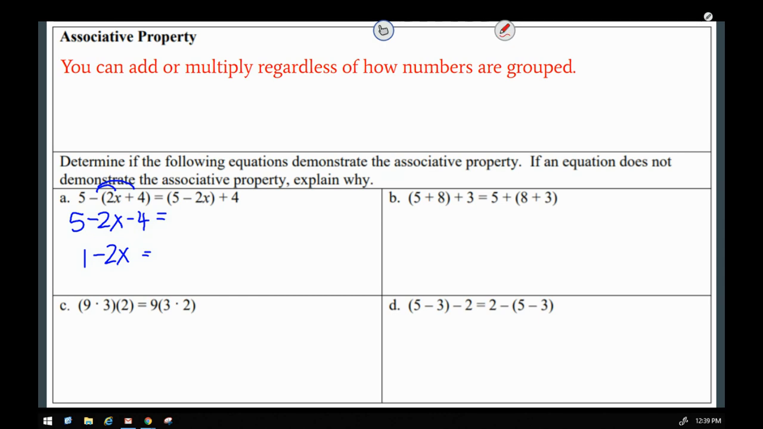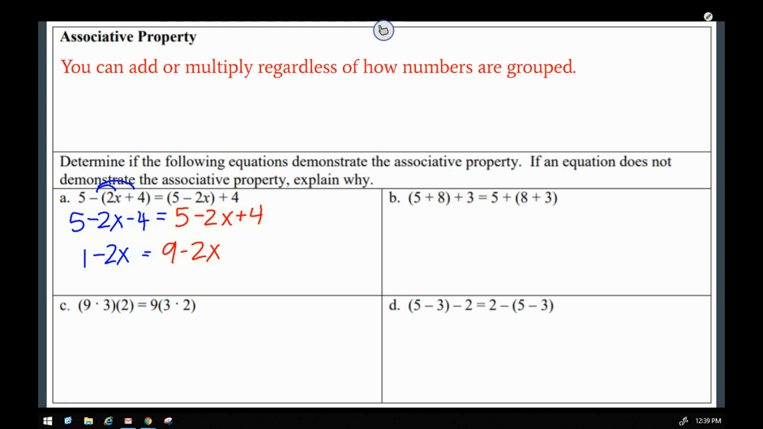On the right side, what happens? Do I distribute anything in those parentheses? I mean, technically, I distribute a 1, but they can really just go away, right? When I combine my like terms, what do I get? 9 minus 2x. So are they the same? No. So does the associative property work for part A?